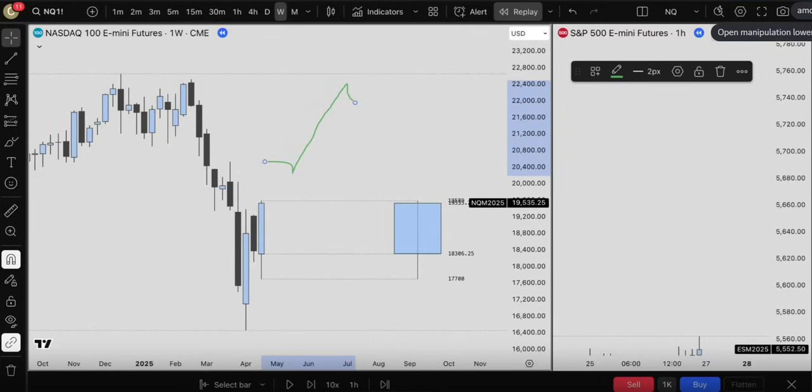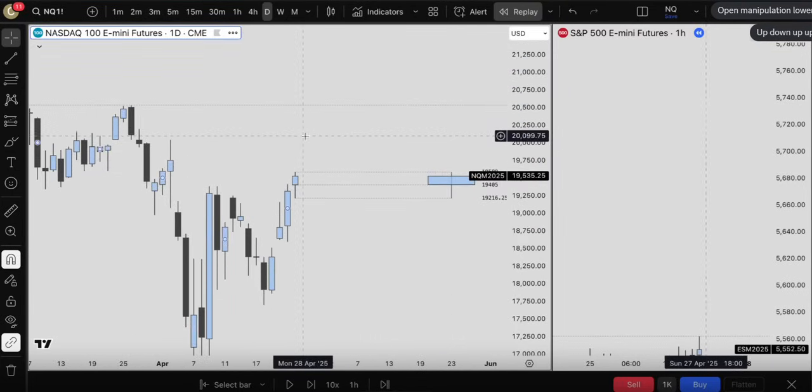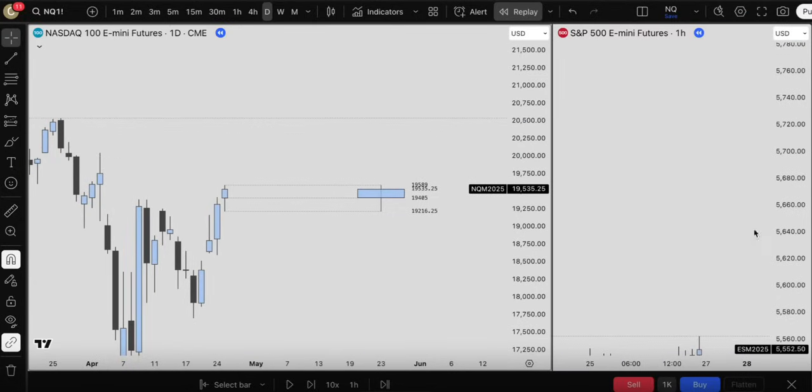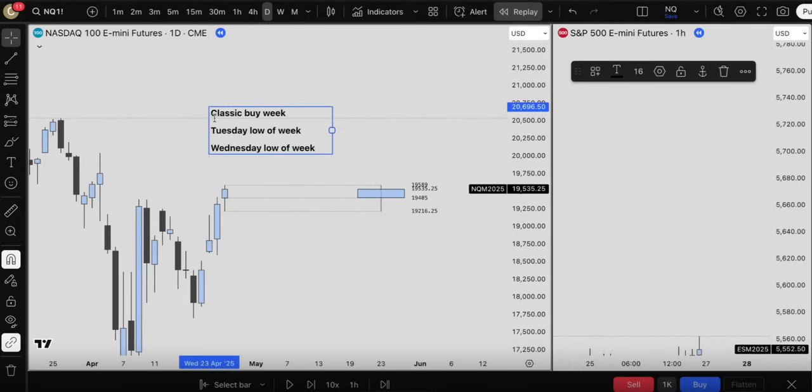Okay, wick down, then body up, right? So if I drop down to the daily time frame, I know there are 3 types of bullish weekly profiles. There is a classic buy week, there is a Tuesday low of week, and then there is a Wednesday low of week, right?